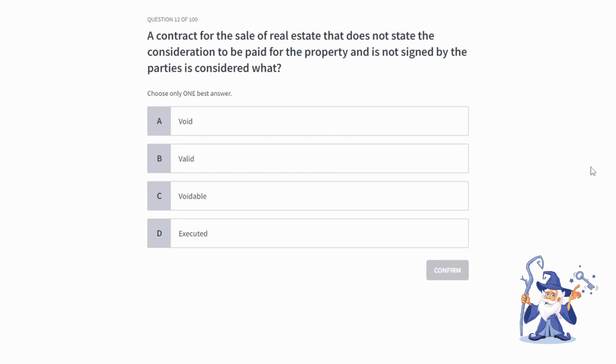Okay, question number 12. A contract for the sale of real estate that does not state the consideration to be paid for the property and is not signed by the parties is considered what? And it gives us 4 options: A, void; B, valid; C, voidable; or D, executed. So think this one over and hopefully come up with the correct answer.